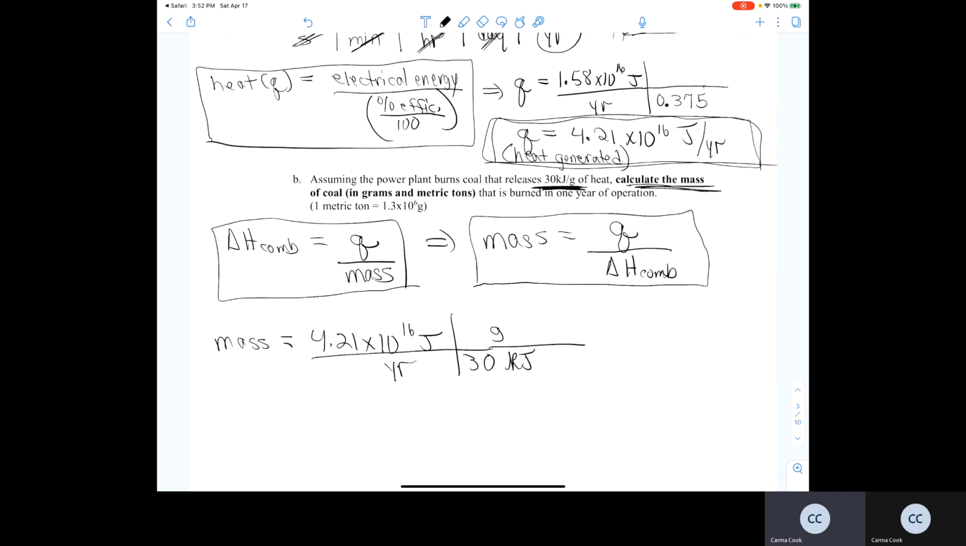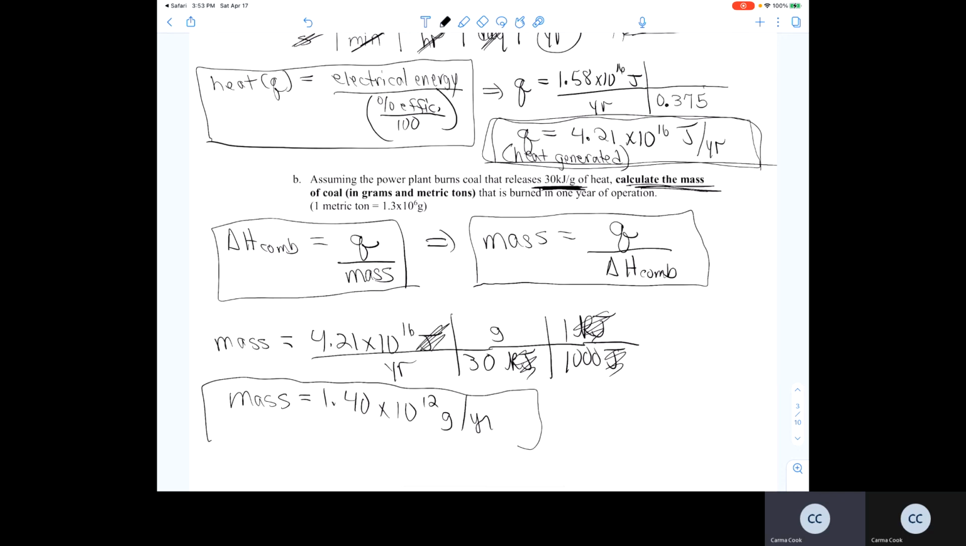Well, we see we can't cancel a joule with a kilojoule, so we got to do a conversion step. 1 kilojoule is equivalent to 1,000 joules. Now we can cancel the joules, cancel the kilojoules, and we get our mass in grams per year. 1.40 times 10 to the 12th grams per year of coal has to be burnt in order to generate this much heat.